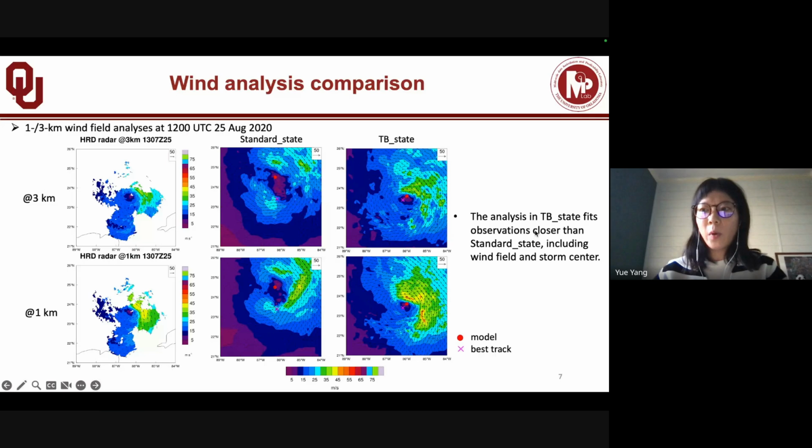As an example, the DA cycle valid at 12Z, August 25 is selected for the 1 and 3 kilometer wind field, compared to the observation in the first column. The analysis of the TB state in the third column better captures the inner core dynamic structure and the storm location than the standard state in the second column.